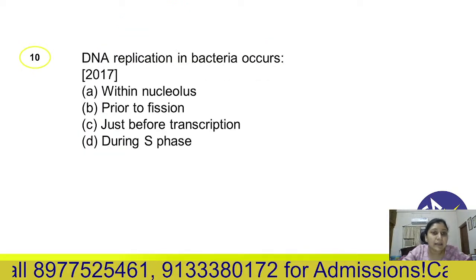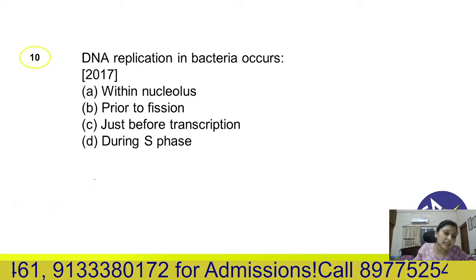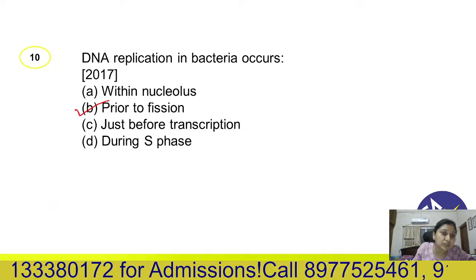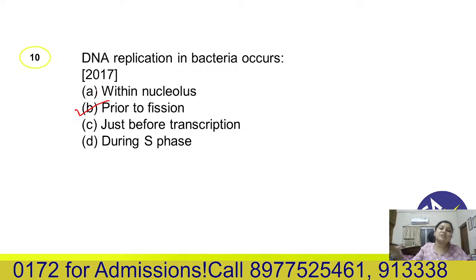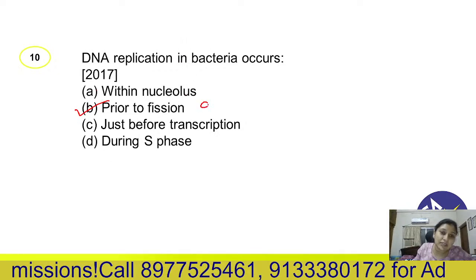Next, where exactly does DNA replication in bacteria occur? It occurs in the cytoplasm prior to fission. Fission means division into two cells. So before fission, it occurs in the cytoplasm.